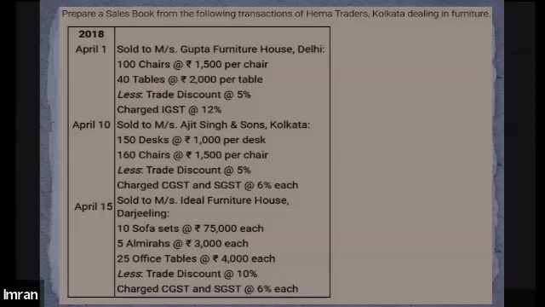Okay. So let's read this question. It says prepare a sales book from the following transaction of Hema Traders, which is located in Kolkata, dealing in furniture. So question specifically tells you that Hema Traders deals in furniture. So anything other than furniture will not be considered as goods, and therefore such transaction won't be recorded in the sales book. This is it.